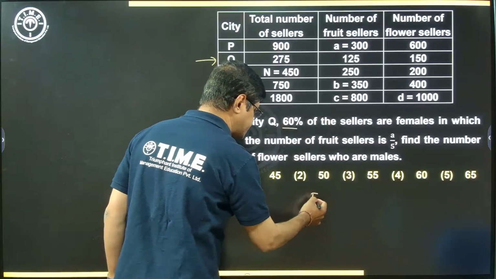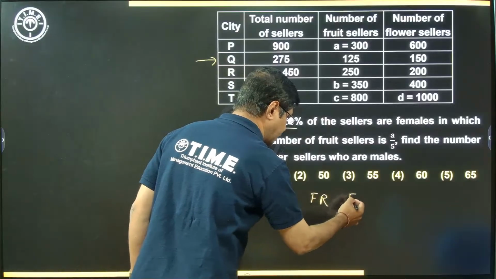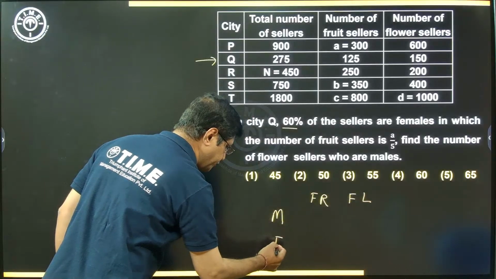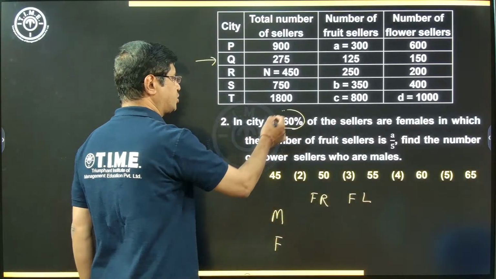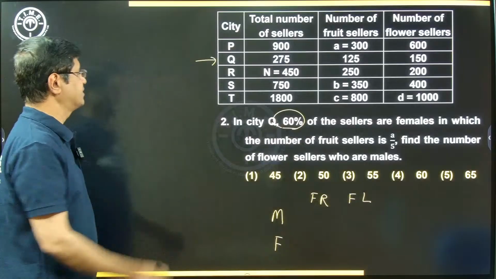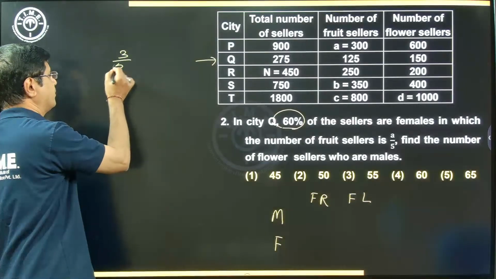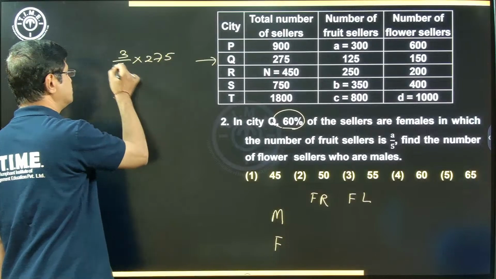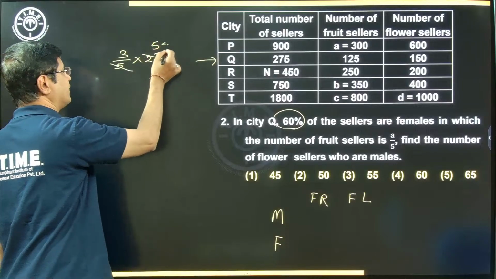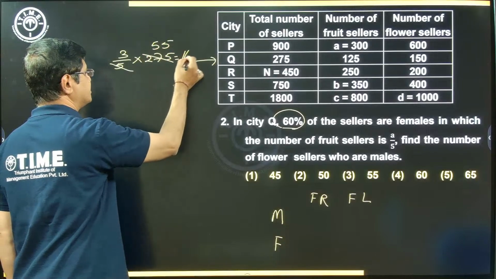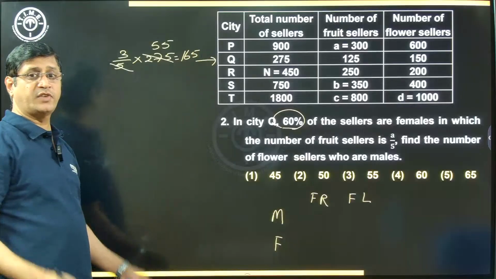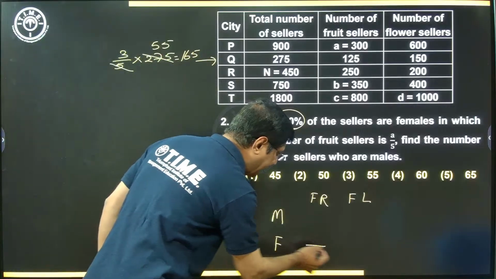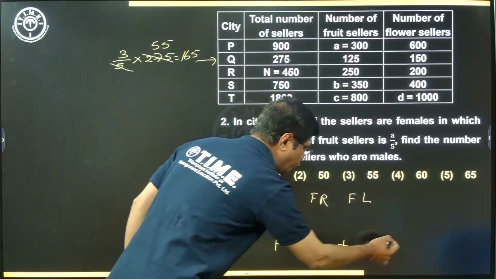So fruit sellers and flower sellers, males and the females. 60% of the sellers are females. 60% means 3 by 5. 3 by 5 of 275. Simplify, it was exactly 55 times. Now the product is 165. What is 165? Total number of females. Total number of females means by adding these two we get 165.